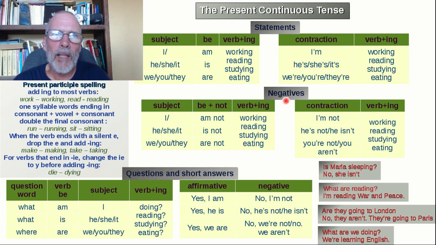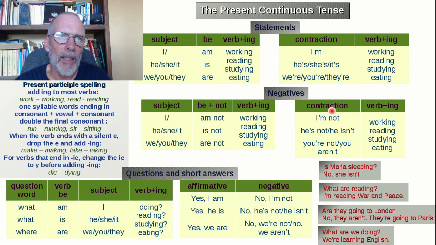Now, to form the negative of the present continuous tense is very easy, because all we need to do is add the word not after the verb be. So instead of saying I am working, we say I am not working. Or to give you some other examples, we say he is not reading, or they are not eating. All we need to do is add the word not after the verb be.